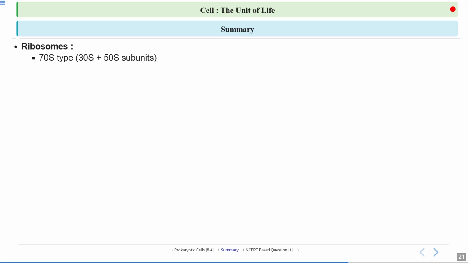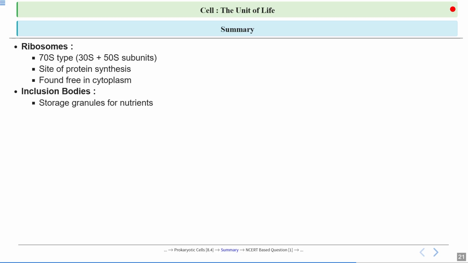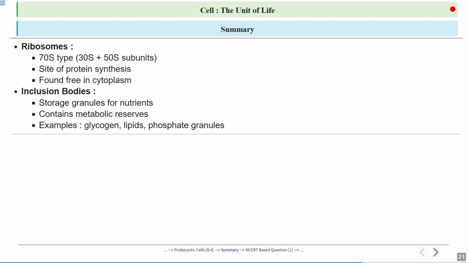We talked about the ribosomes also. In prokaryotes, you have 70S ribosomes. There are two subunits: smaller subunit 30S, larger subunit 50S. It is a site of protein synthesis. They are found free in the cytoplasm. Inclusion bodies are the storage granules for nutrients and contain metabolic reserves. Examples are glycogen, lipids, and phosphate granules. These are known as inclusion bodies.